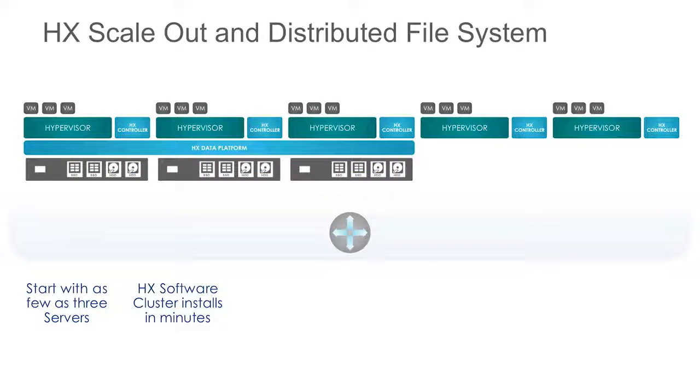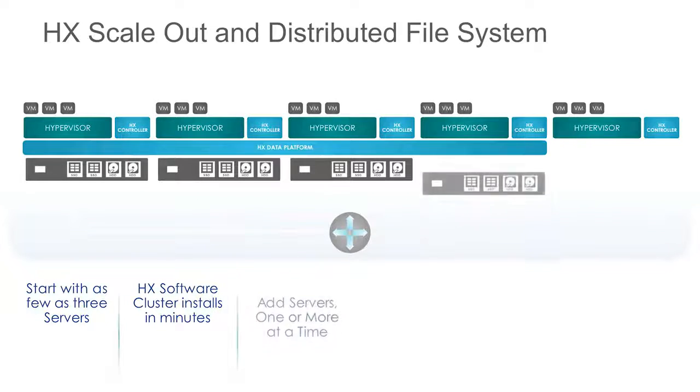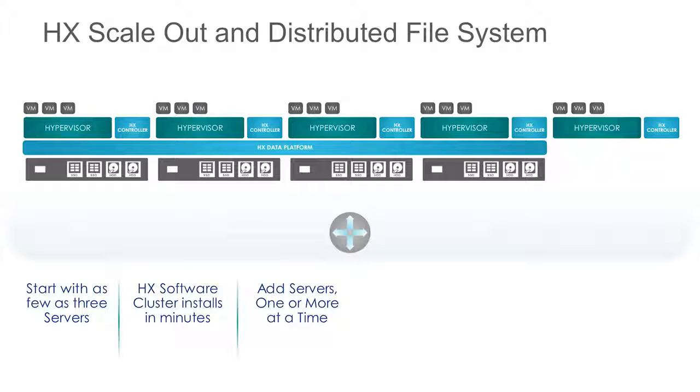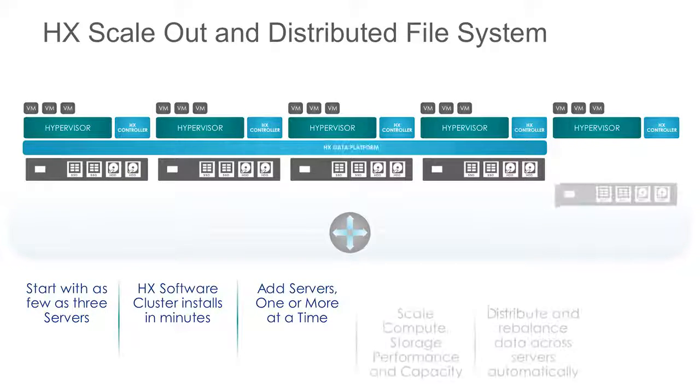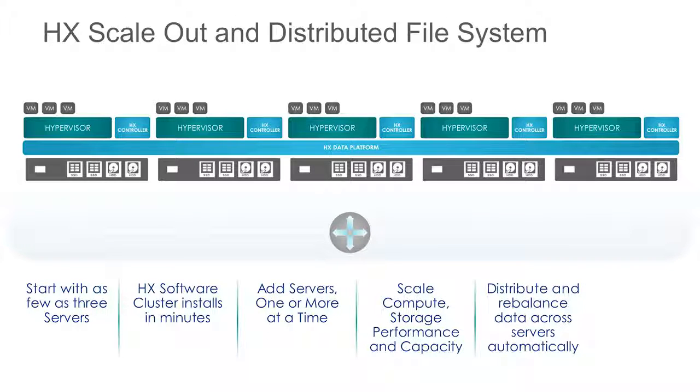The HyperFlex architecture allows you to start with as few as 3 nodes. The HX data platform software installs in minutes. Add compute-only or hyperconverged nodes as you need them. You can scale compute independently from storage. As you expand, the HX data platform automatically rebalances your data across cluster capacity.